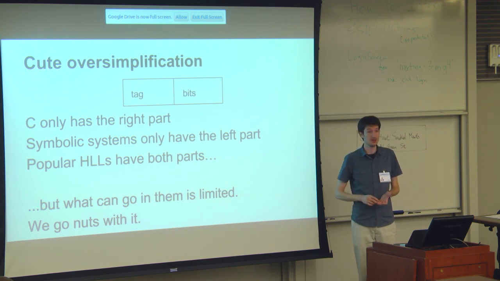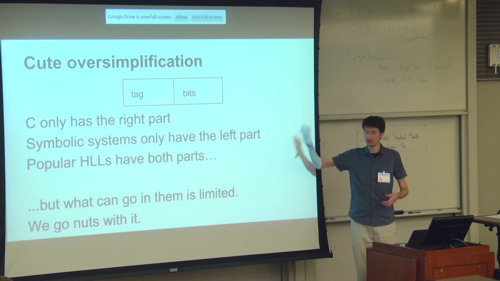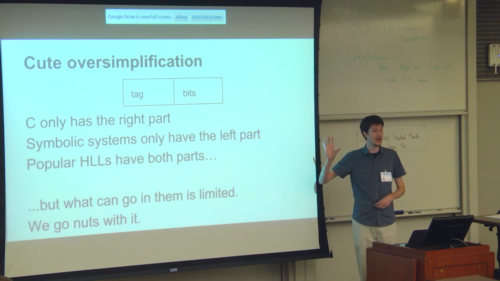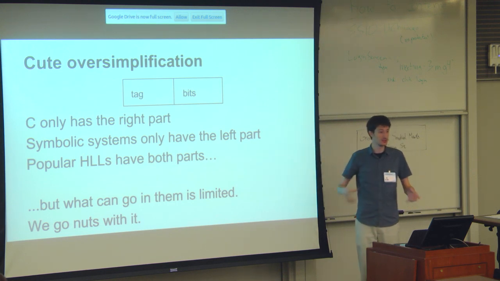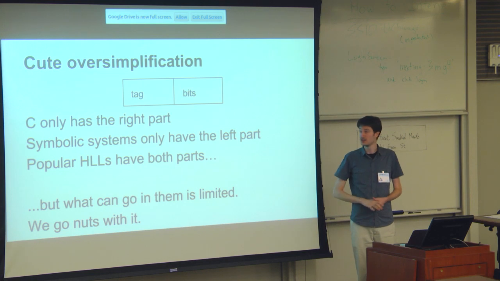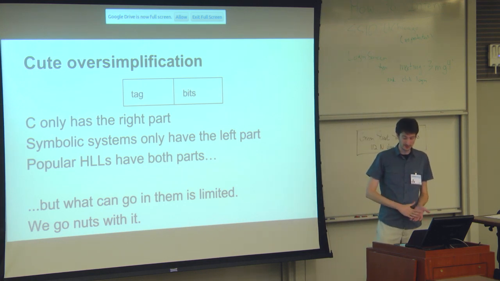But we take it to an extreme, and we have a very flexible notion of both halves of this box. We want to allow flexible data representations on the right side, and also elaborate structured tags on the left side. So we have a lot of both, and that drives a lot of how the system works.